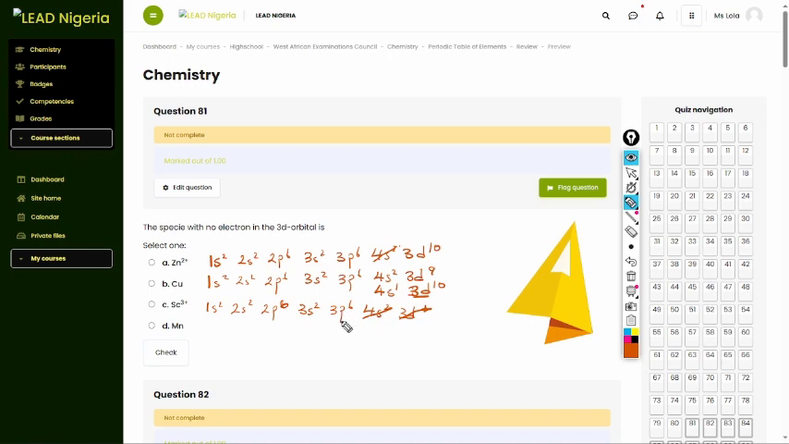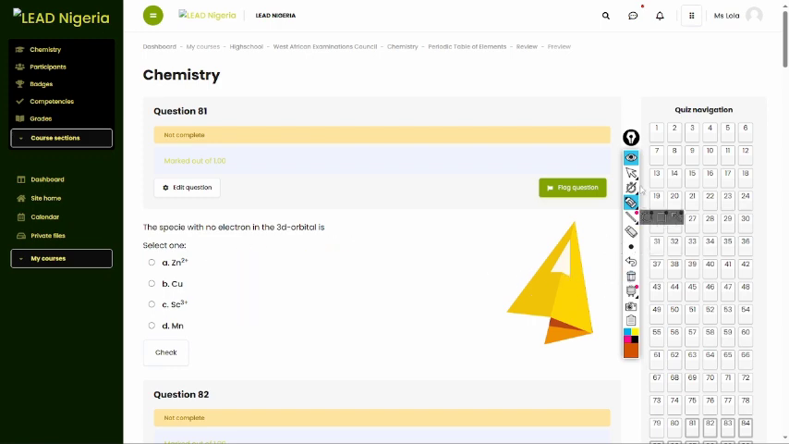It stops at 3p6. So the correct answer is scandium. Scandium 3+ has no electron in the 3d orbital. So we'll go with option C.